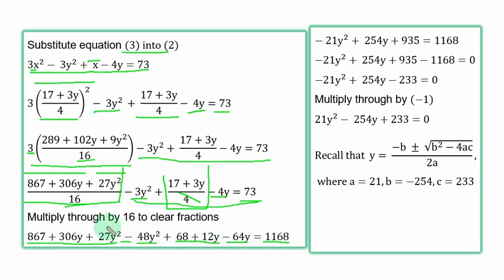Next thing is to add like terms. Like terms here, for the power of 2, the power of 2 for the variable y, you start with this. When you add, you have minus 21y squared. The next like terms are 306y plus 12y minus 64y. When you add together, you have 254y. Then we take the constant terms, that is 867 and 68. When you add together, you have 935 equal to 1168.